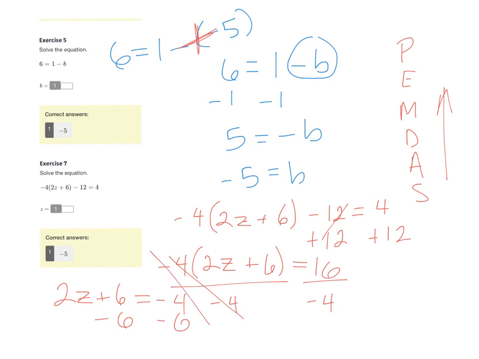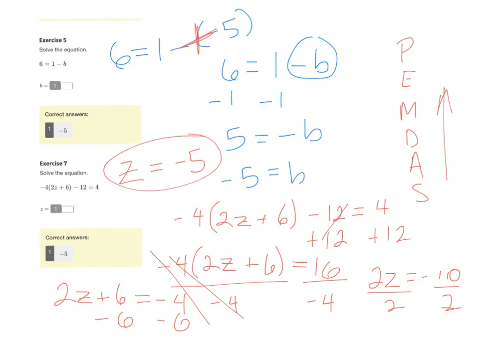Running out of room, I would have 2z is equal to negative 10. Finally, I'm going to divide by 2 on both sides. I should get z is equal to negative 5. And if you wanted to check it, we can come right back here. 2 times negative 5 is negative 10, plus 6 is negative 4. Negative 4 times negative 4 is positive 16. 16 take away 12 is 4. I get 4 equals 4.